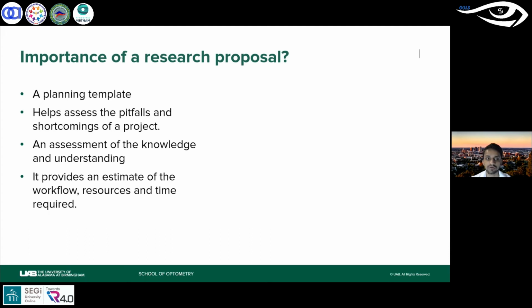Next is assessment of knowledge and understanding. Some optometry schools and even the community at large would try to understand how far you understand the topic, and that's why they would have the research proposal done, wherein you can do your literature review. One section would be a literature review, so that they will know this person knows what they are talking about. And lastly, it provides an estimate of the workflow, resources, and time required. So you will be able to plan out and say, this is going to take 6 months, or this is going to take 6 years, or this is how we're going to do it, and this much money it will take. It's at least an estimate before you start the research.